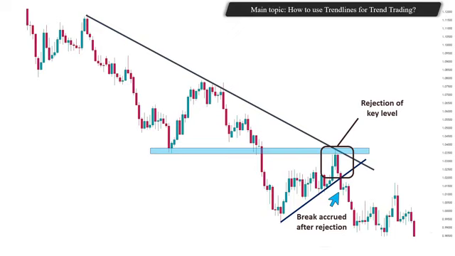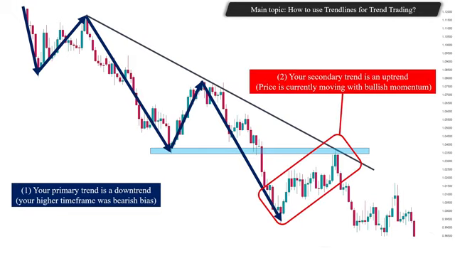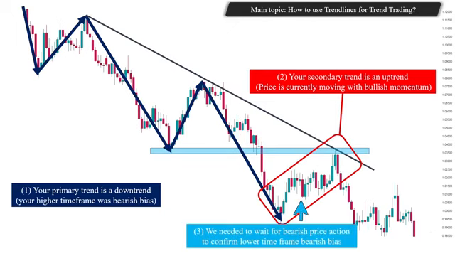This could be not very clear. So let's recap this once more to highlight the points. First, our primary trend was a downtrend, so we had a big picture bearish bias. The problem is that your short-term trend was an uptrend, meaning the price is currently moving with bullish momentum and can easily break through your long-term trend line. This is why we needed to wait and see if we could get bearish price action to occur inside of the short-term uptrend, so that the short-term trend would be bearish to match the long-term bearish trend.